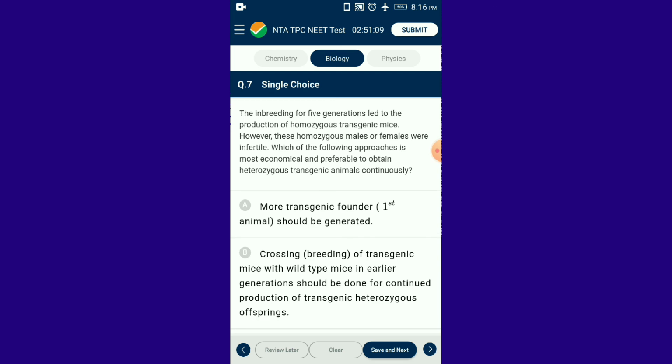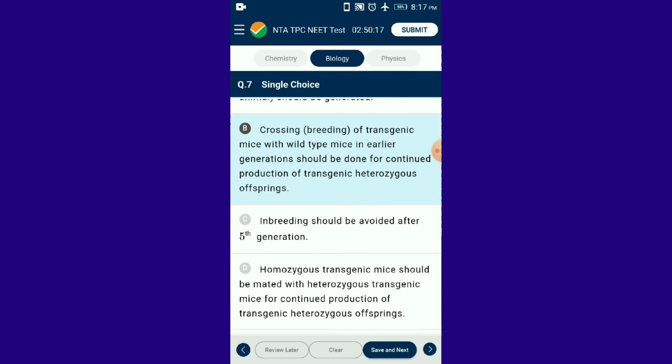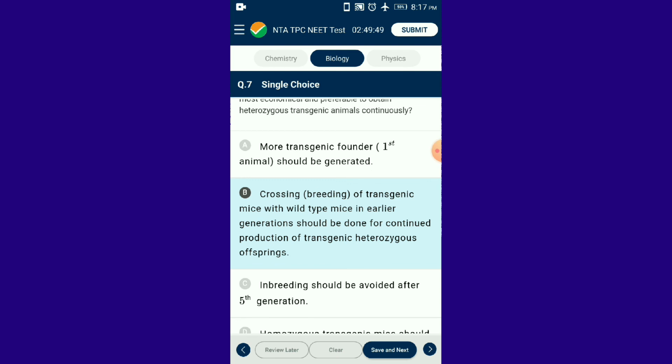Question number 7. The inbreeding for 5 generations led to the production of homozygous transgenic mice. However, these homozygous males or females were infertile. Which of the following approaches is most economical and preferable to obtain heterozygous transgenic animals continuously? Crossing of transgenic mice with wild type mice in earlier generations should be done for continued production of transgenic heterozygous offspring. That is the answer for this question. Inbreeding helps in the development of animals of genetic purity. It promotes homozygosity and expression of recessive genes. Continuous inbreeding leads to inbreeding depression, which affects biological fitness. The answer for this question is option B.